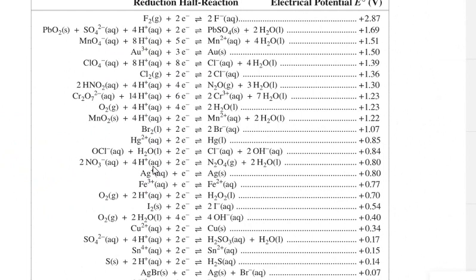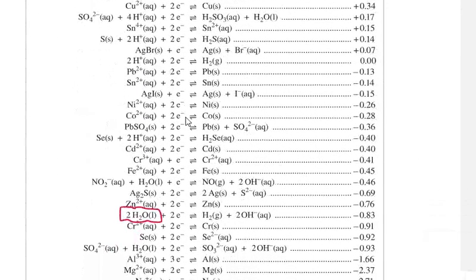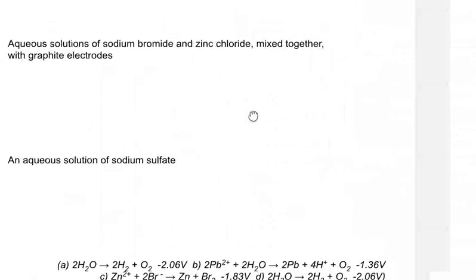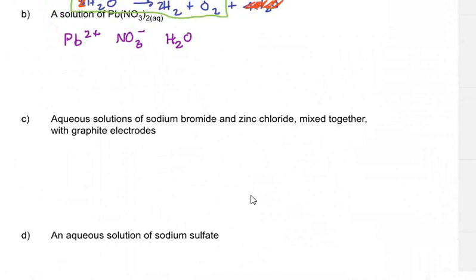Here's nitrate, but it would have to be acidic for this to work, so that's no good. Search continues. Here's lead ions. Lead will be our strongest oxidizing agent. Lead 2 will pick up 2 electrons and turn into lead metal. Let's get that into the problem right now so we can feel like we're making progress.